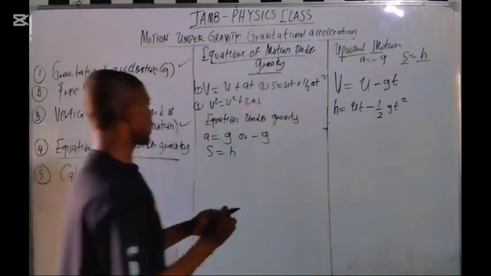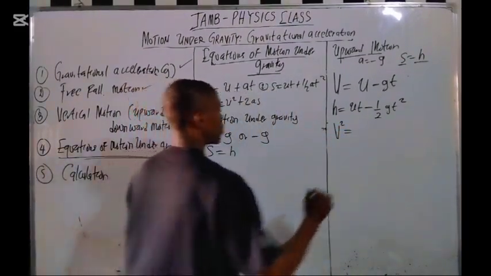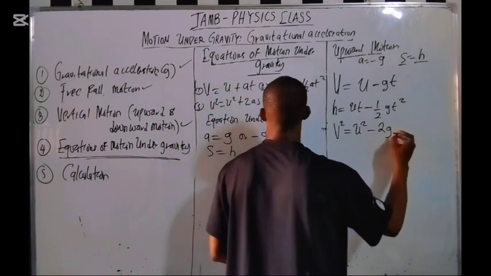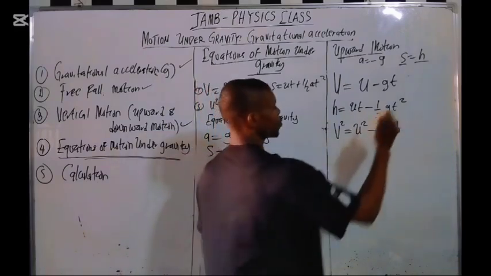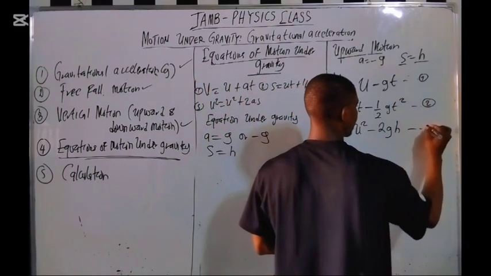Then here we have the third one. V squared equals U squared minus 2GH. That is it. So this one is the first one, number 1, number 2, or number 3.